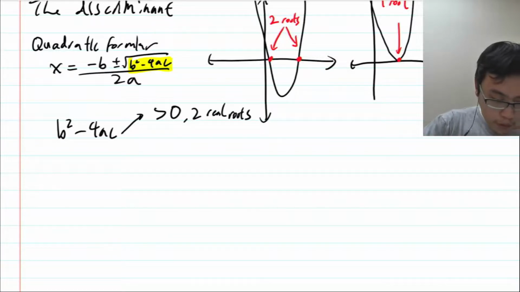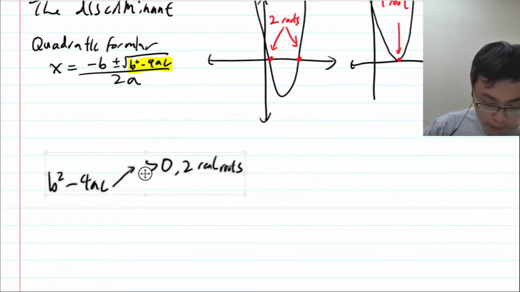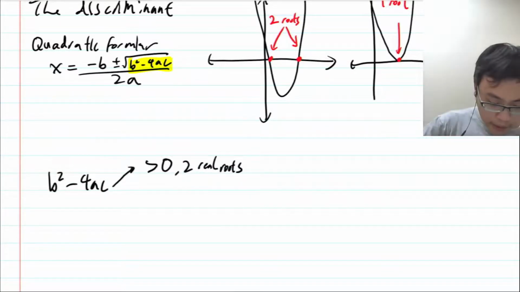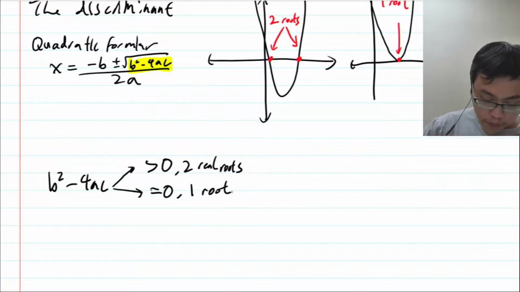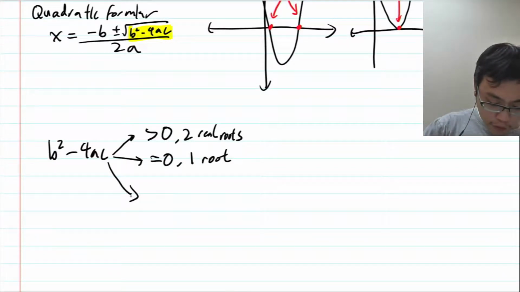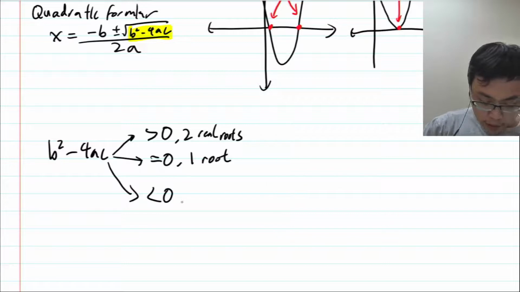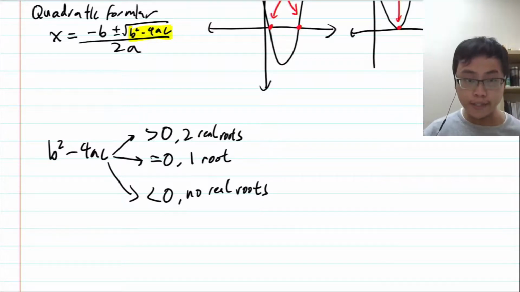I should move all of this a little bit lower to give myself a little bit more space. And then the second thing that happens, if it is equal to 0, then we have one root, or we call it two equal roots. Then the third thing is if it is less than 0, then we have no roots, no real roots, or no solution. It doesn't intercept the x-axis. So these are the three different possibilities.